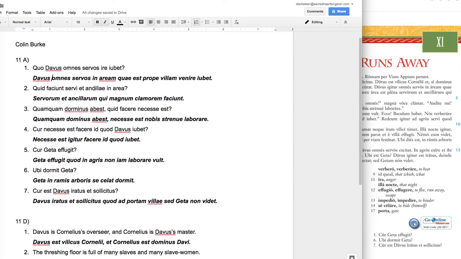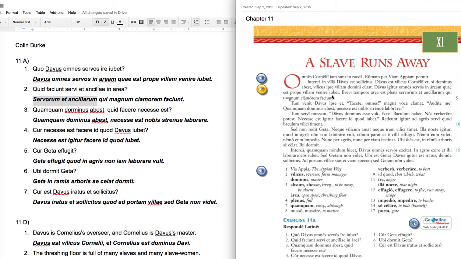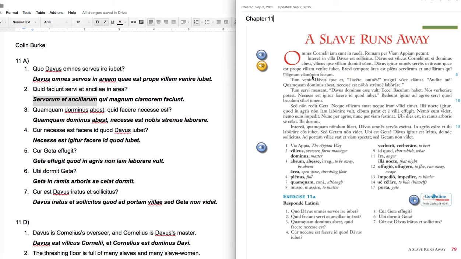Number two, quid faciunt servi et ancillae in area, which means what do the slaves and slave women do on the threshing floor? And here's the mistake that Colin made, which I think is important to point out. The way to answer this question would be to use this as the subject, servi et ancillae. The slaves and the slave women are doing something on the or in the threshing floor, in the open space. But Colin has misinterpreted the need for genitive here. Servorum et ancillarum means basically of the slaves and of the slave women. So I think what he did is copied a bit out of this story.